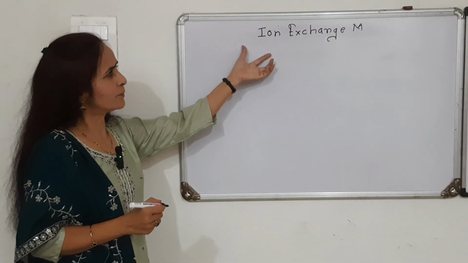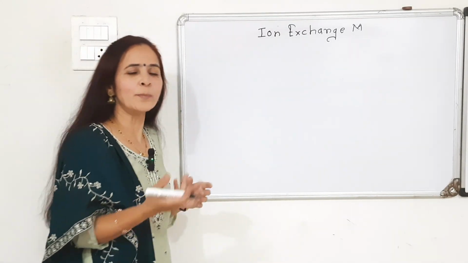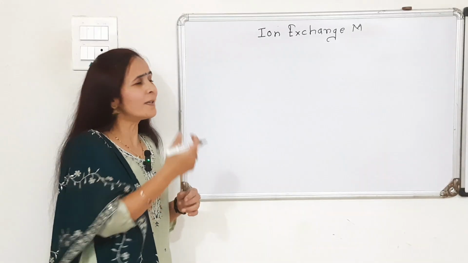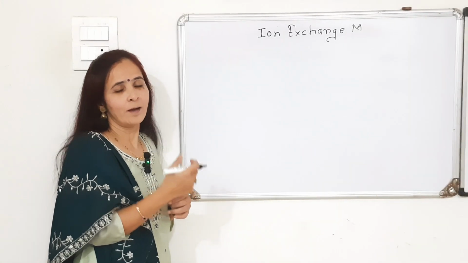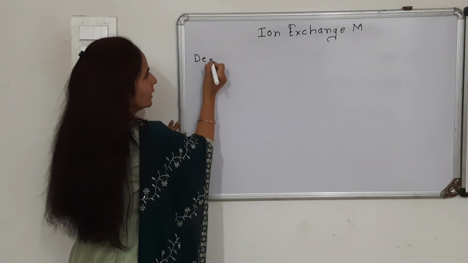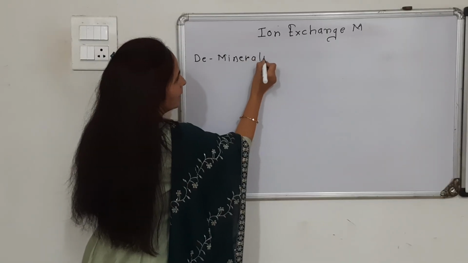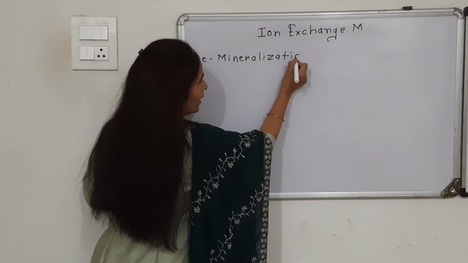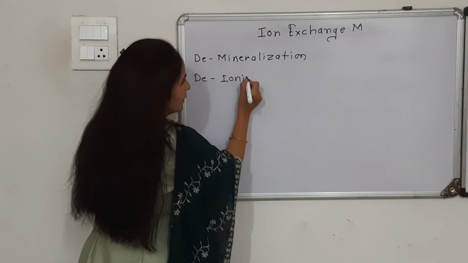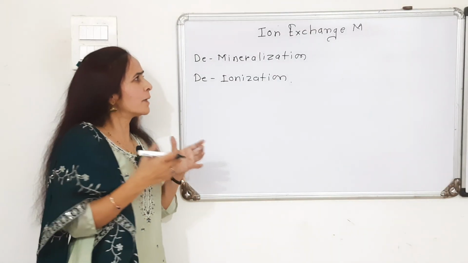In this ion exchange process, what happens? Here an exchange of ions takes place. Those ions may be in the form of cations or in the form of anions. So this method is also known as demineralization, or it is also known as deionization. Actually, what happens in this process?